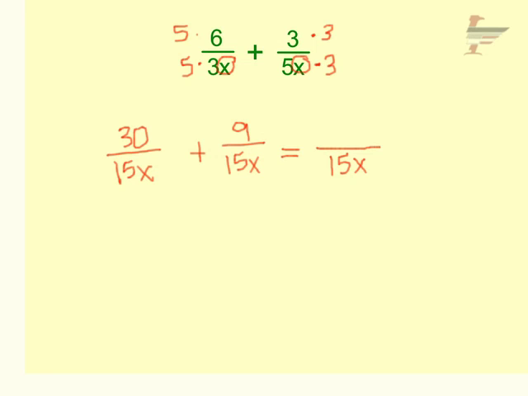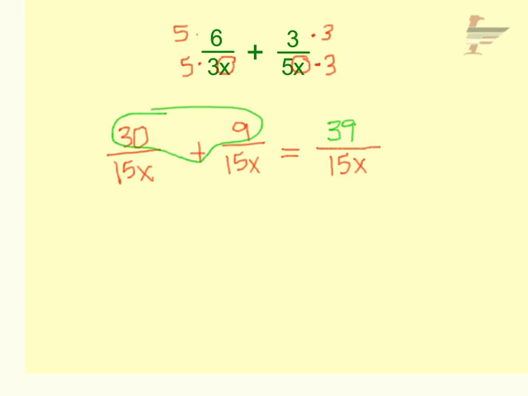And then all I'm going to look at is adding the 30 plus the 9. And 30 plus 9 is 39. So we added the two fractions together. We got a 39 over 15x. What we want to think about here is, can we do any simplifying? Will it reduce?